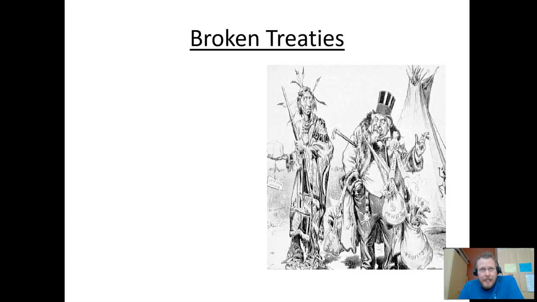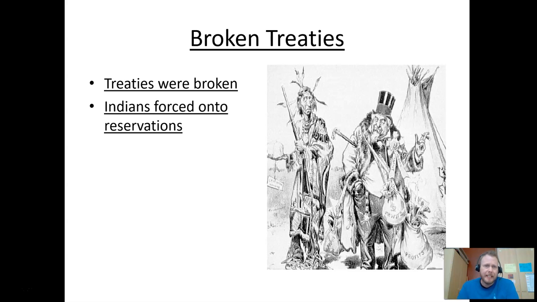A lot of broken treaties going on during this time. Treaties were broken. Indians were forced onto reservations. So the Plains Indians are like, no, we need the plains. The U.S. government says, yeah, we need the plains. So you live on these reservations, these small areas. But what about the buffalo? Well, there are no buffalo, so you don't need the buffalo anymore. You can live here.